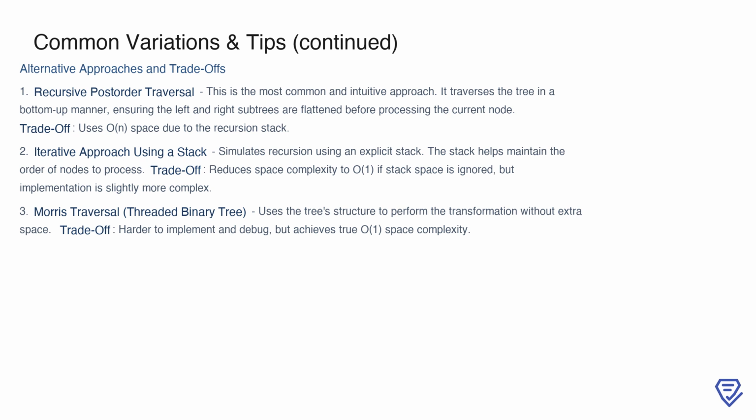Another option is the iterative approach using a stack, which simulates recursion by explicitly maintaining the order of nodes to process. This reduces space complexity to O(1) if you ignore the stack space, but it does make the implementation slightly more complex. Finally, there's the Morris traversal, which uses the structure of the tree to perform the transformation without extra space. This achieves true O(1) space complexity but is more challenging to implement and debug.